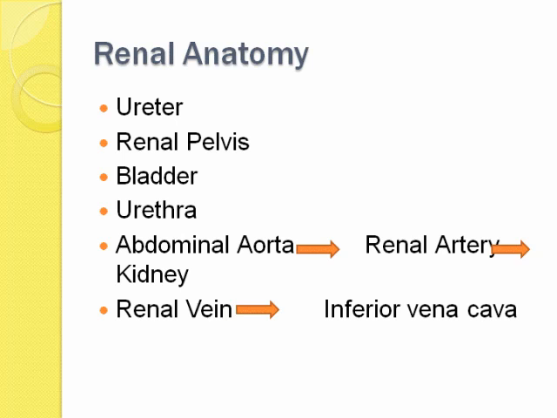In addition to the kidneys, we also have two ureters that are muscular tubes that connect the pelvis of the kidney to the bladder. The bladder is where urine is stored until it gets excreted through the urethra. The abdominal aorta supplies blood to the renal artery, which in turn provides blood to the kidney, and the renal vein returns blood to the inferior vena cava.